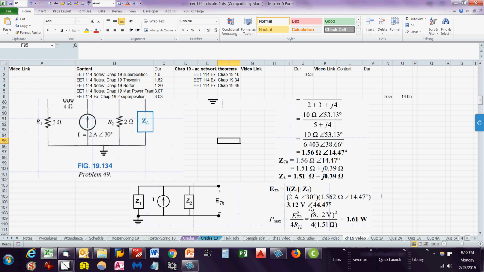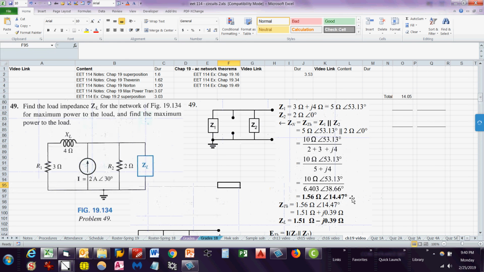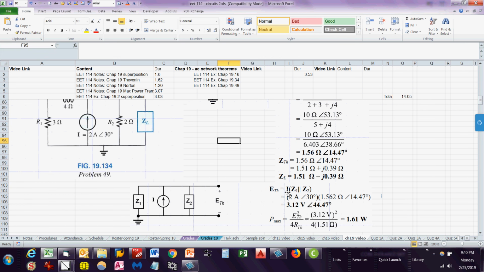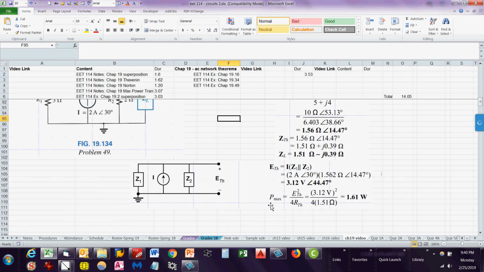Alright? So this is how they did it. Z1 in parallel with Z2. Again, you already found that up here. It's equal to this. And then you just multiply it times I, which was given. And you get this polar form of E Thevenin. And then to find the power, you use the formula that you guys were given. E Thevenin squared divided by 4 times R Thevenin.